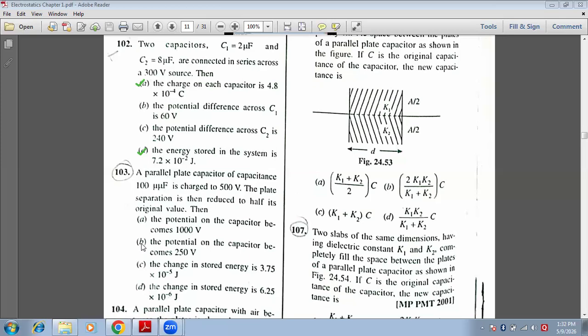Correct answer: option B, the potential on the capacitor becomes 250 volt. And option D, the change in stored energy is 6.25 into 10 raised to the power minus 6 joules.